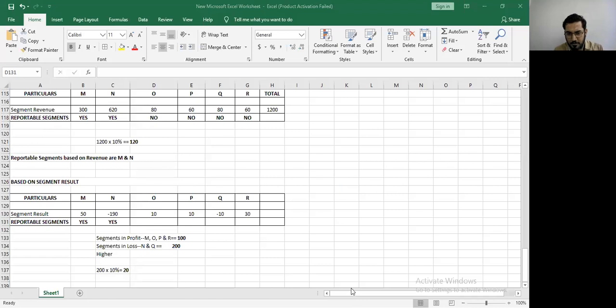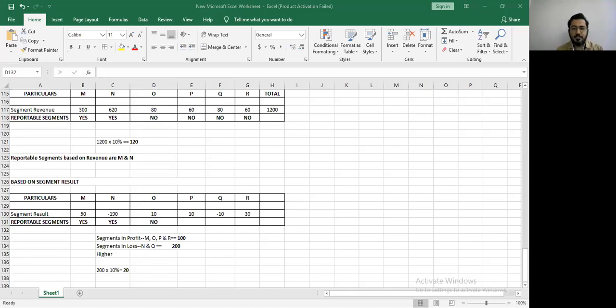What about segment O? Is segment O reportable? No, not reportable. You need 20, you have 10. Separate disclosures are not required. Very good. What about P?